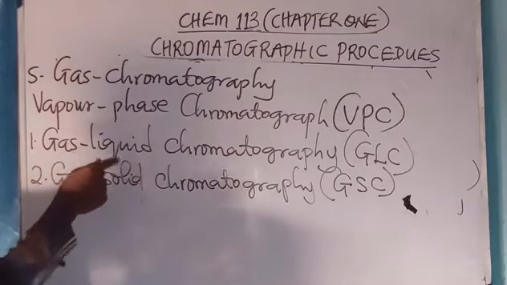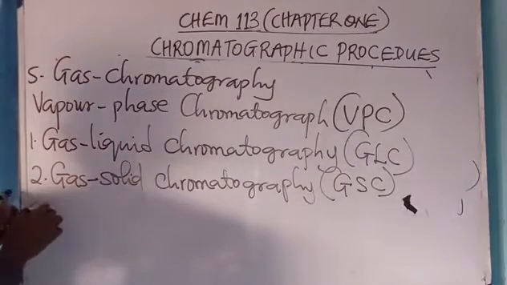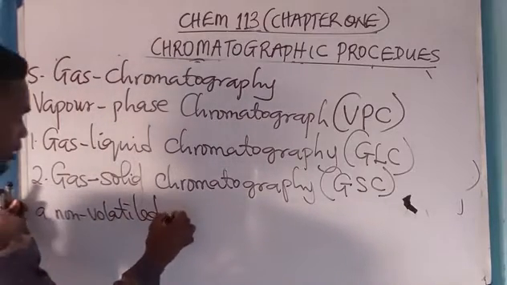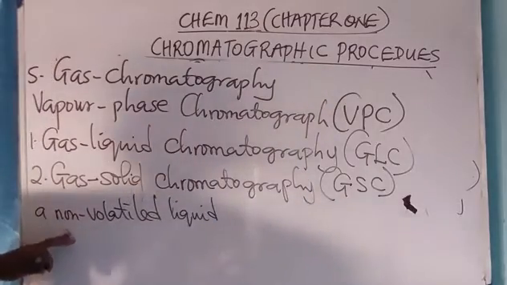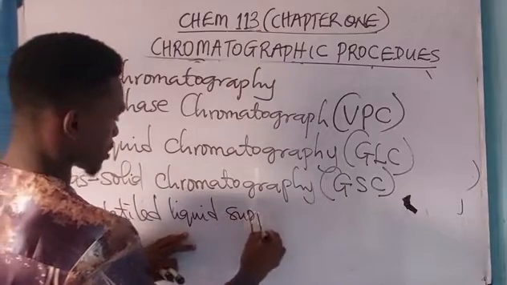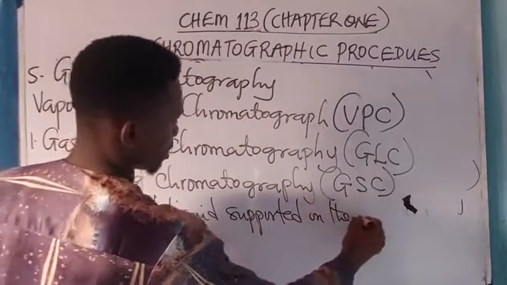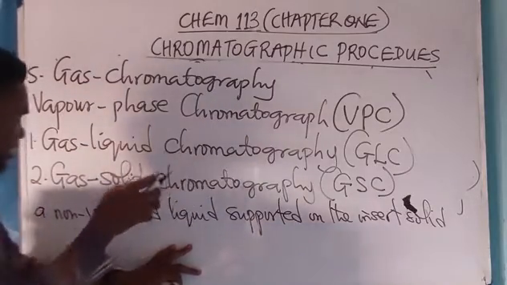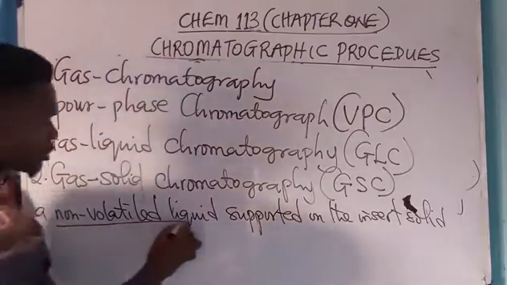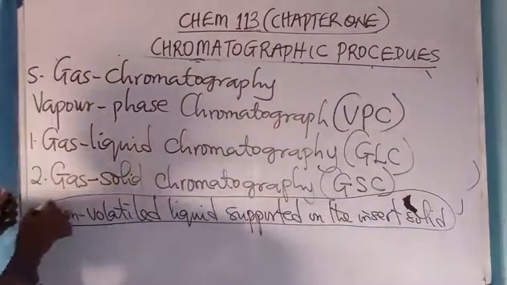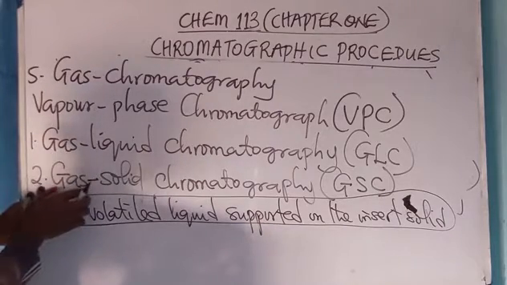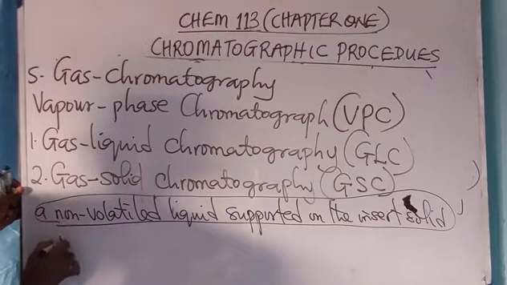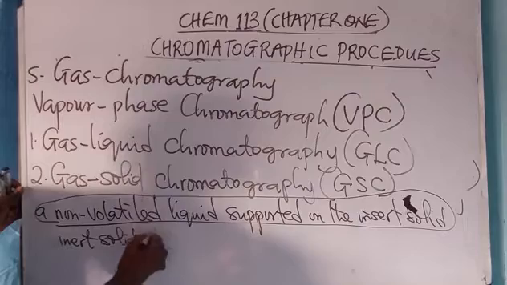Now, in gas liquid chromatography, the stationary phase is usually a non-volatile liquid supported on an inert solid. But in gas solid chromatography, the stationary phase is the inert solid itself.